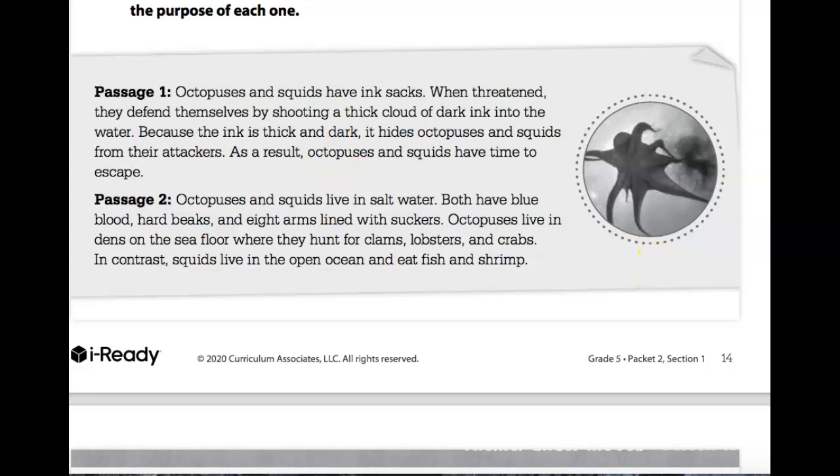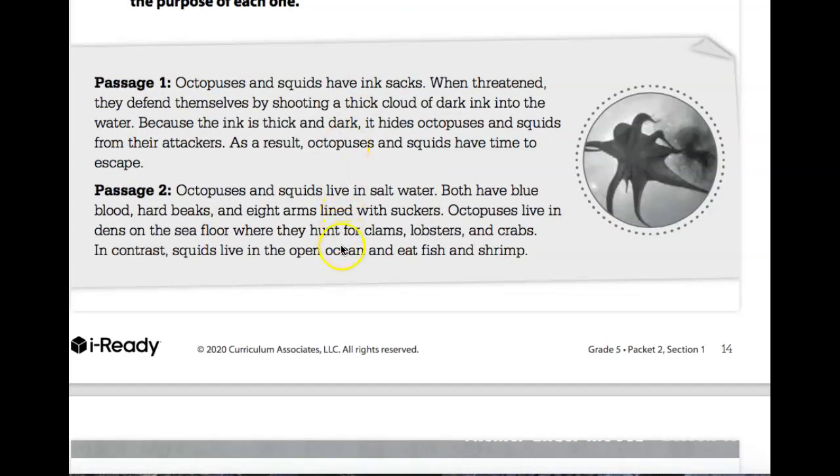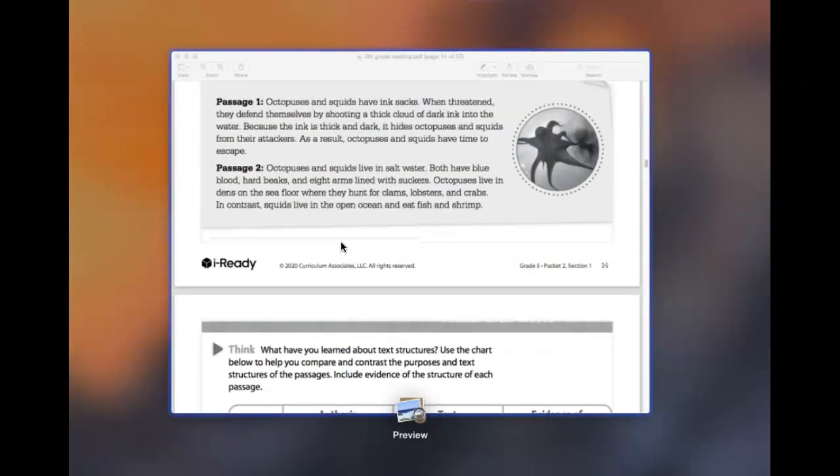Okay, passage 2. Octopuses and squids live in salt water. Both have blue blood, hard beaks, and 8 arms lined with suckers. Octopuses live in dens on the sea floor where they hunt for clams, lobsters, and crabs. In contrast, squids live in the open ocean and eat fish and shrimp. All right, so we're looking at the structure of these texts. So let's look down here.